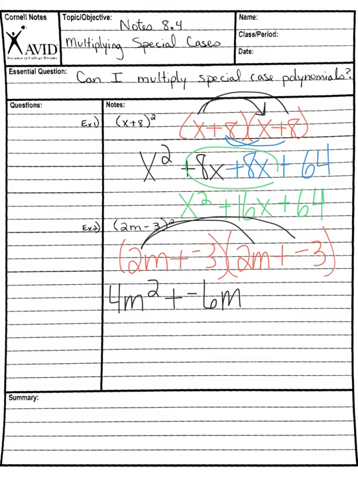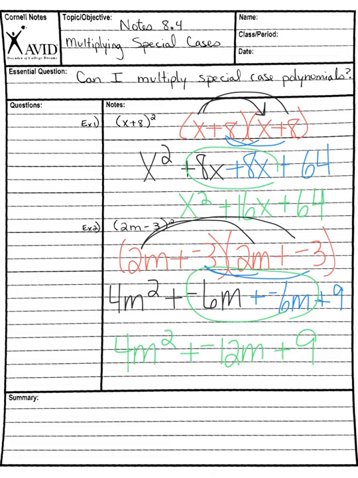Now we need to make sure the negative 3 is multiplied by everything. Negative 3 times 2m is going to be a negative 6m. And negative 3 times negative 3 is a positive 9. And again, we now need to go through and combine those like terms by adding. And our final answer here would be just 4m squared plus negative 12m plus 9.